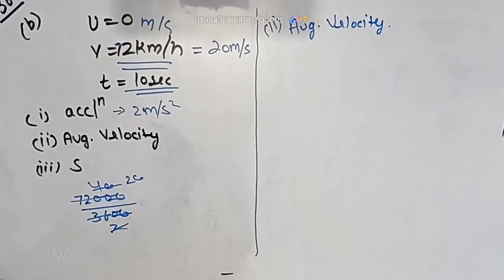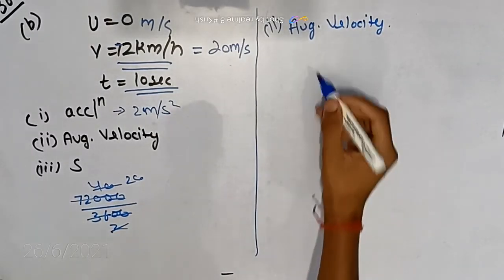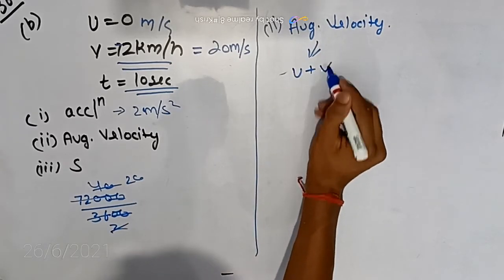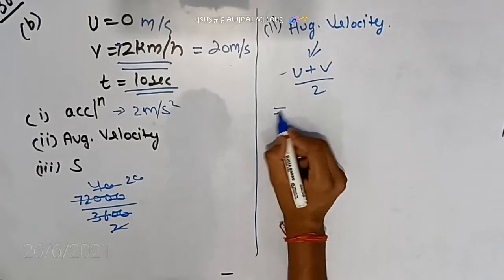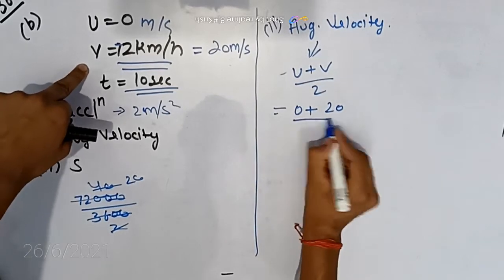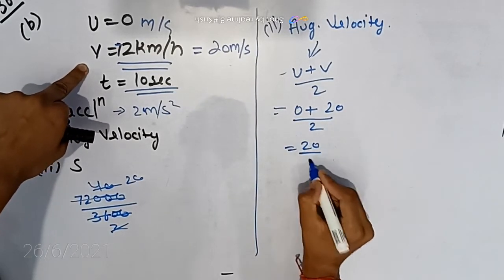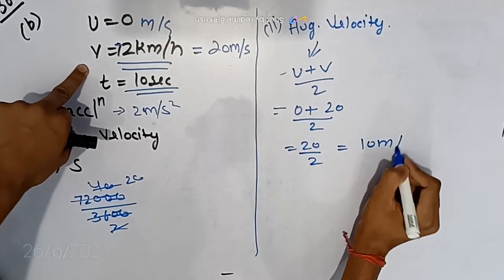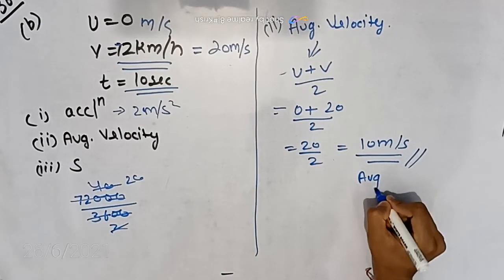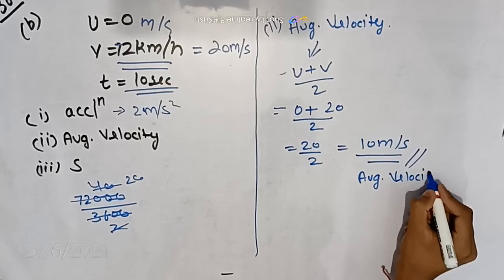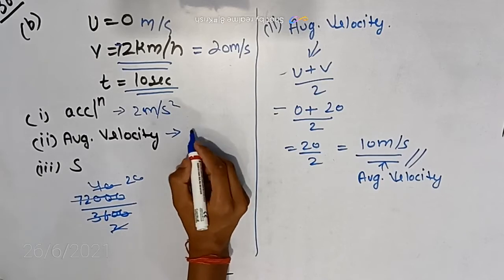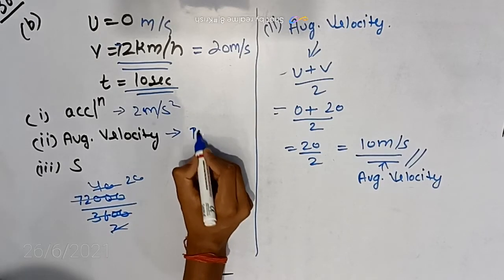So friends, how will we find it out? First of all, the average velocity formula is initial velocity plus final velocity upon 2. Here our initial velocity is 0 and final velocity is 20, so 20 upon 2 equals 10 meter per second. So 10 meter per second is our average velocity. This is our answer of question number 36B, second part: 10 meter per second.